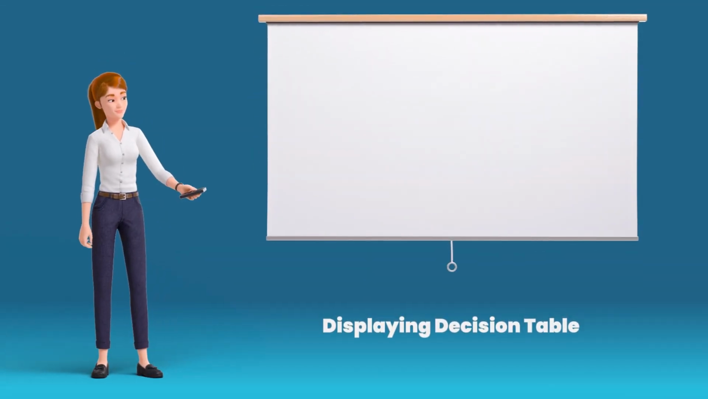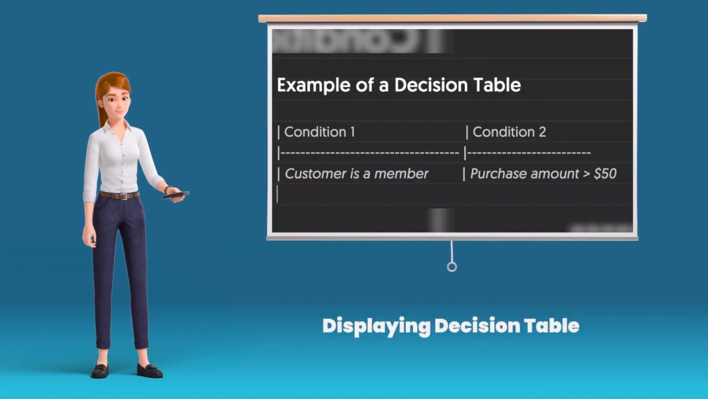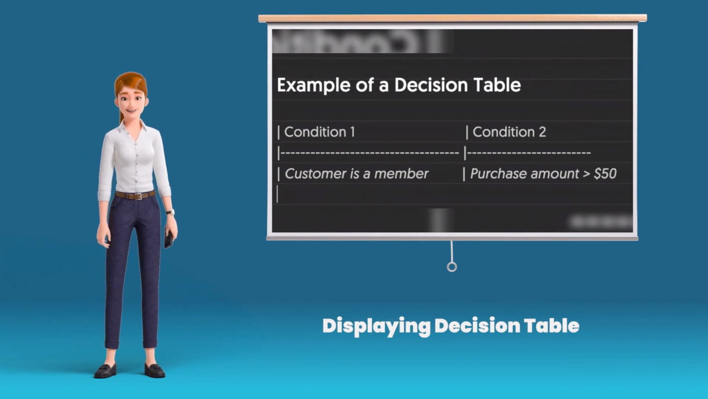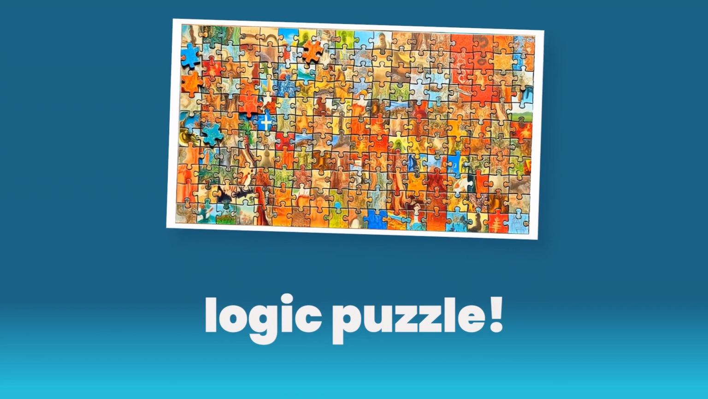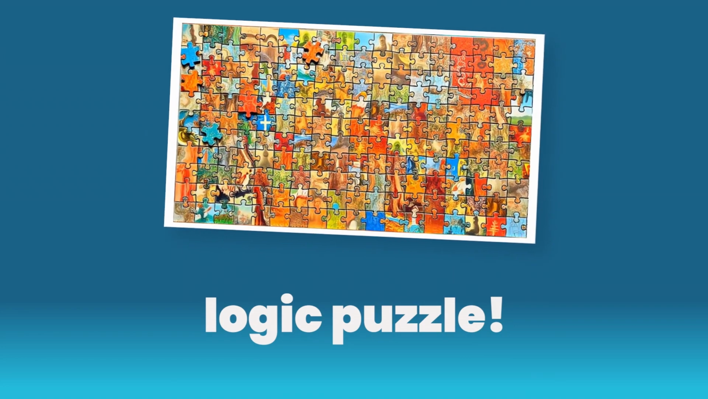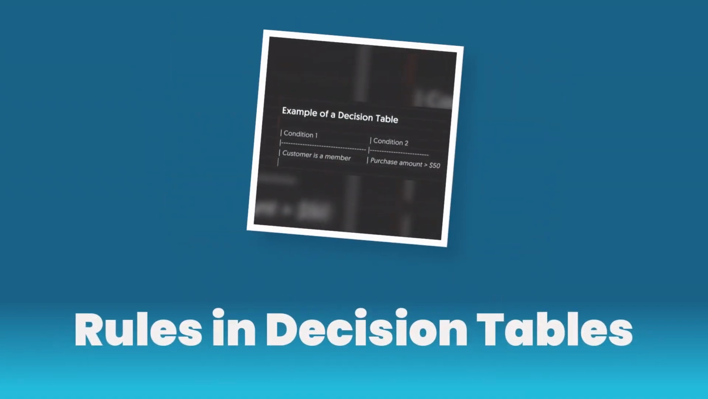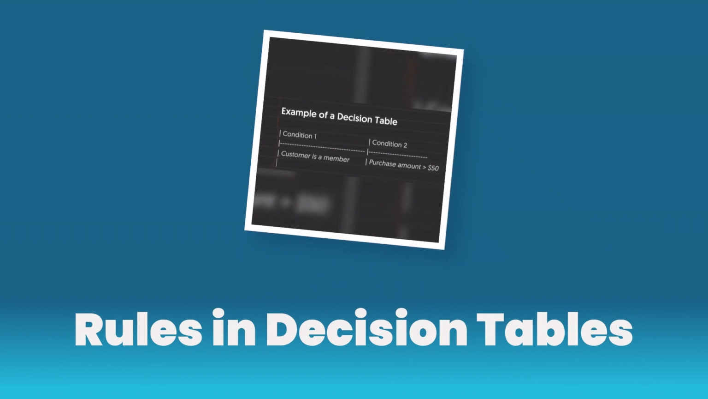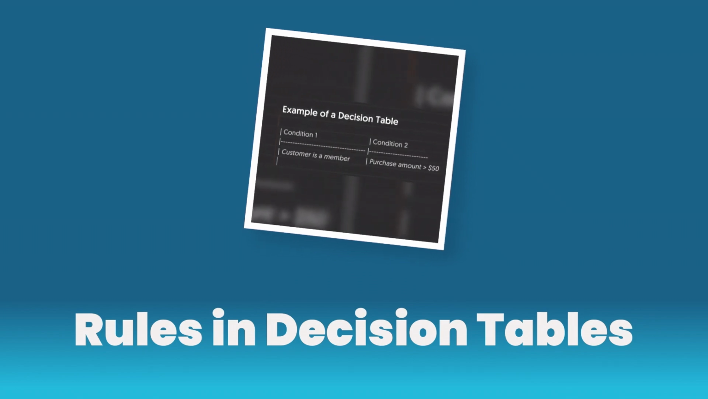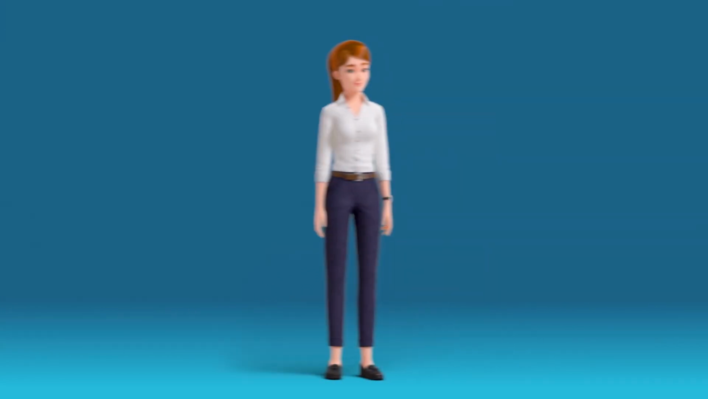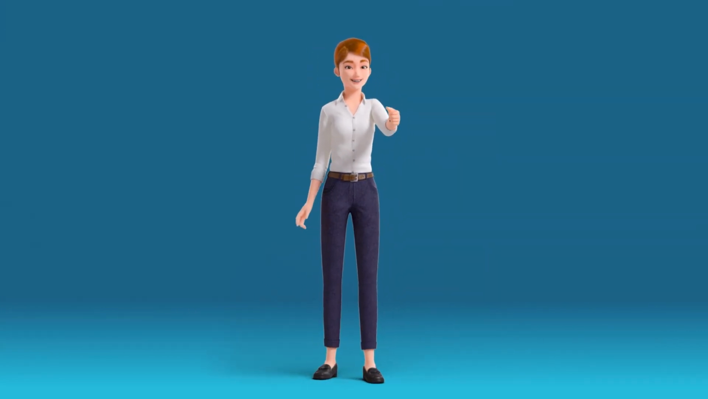Some systems have multiple conditions that affect outcomes. Decision tables help us systematically test all combinations. Sounds like a logic puzzle. It is. Each column represents a rule. If the customer is a member and spends more than $50, they get a discount. If not, they don't. And if we find an empty row, that means we forgot to define a rule. Exactly. Decision tables help catch gaps in logic.